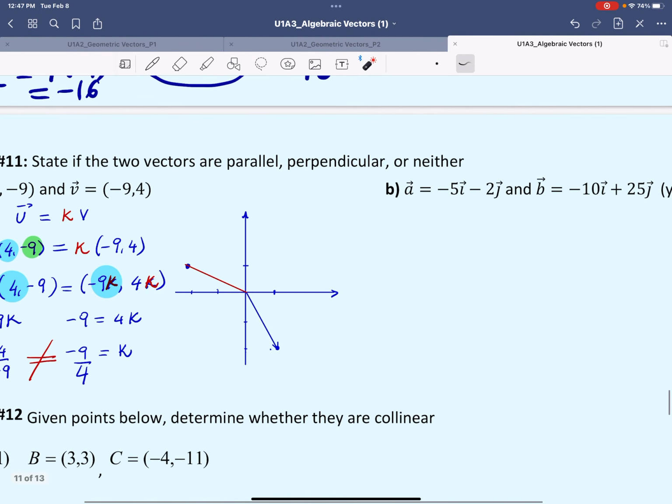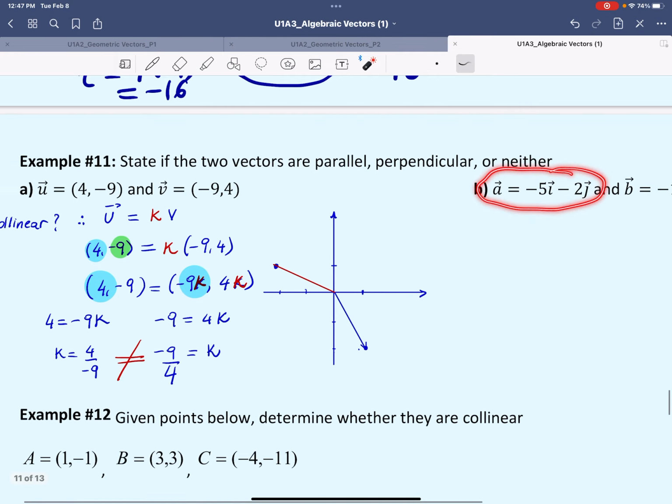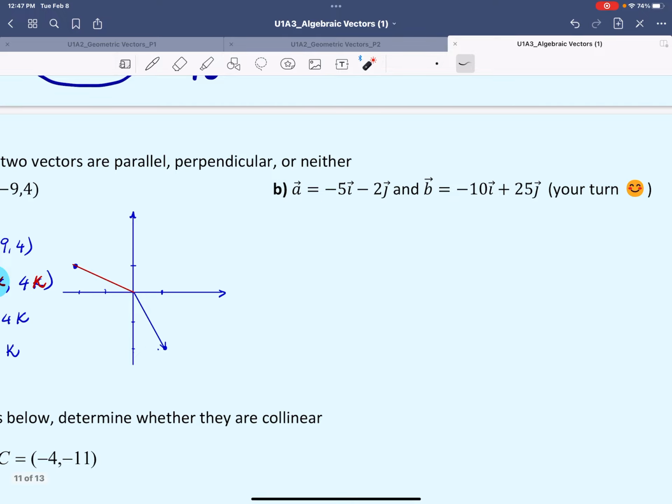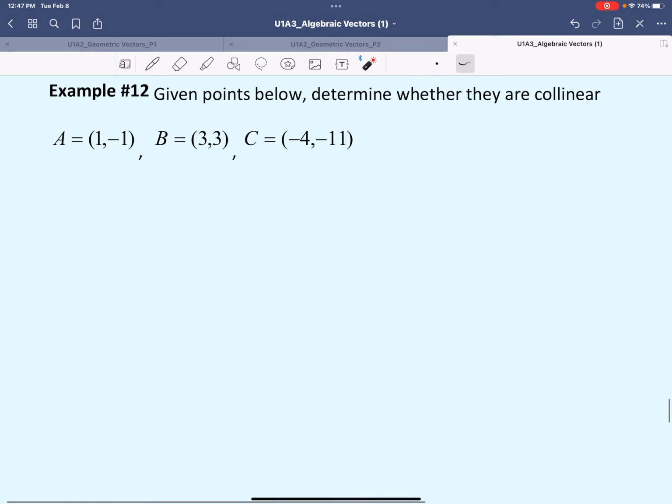In the same way, you can practice the next question, but in this case, the vectors are not given in component form, but they're given in standard form. Okay, so you can try this on your own, and now we're going to take a look at the next example, example number 12. We're given 3 points, and we're asked to determine whether they are collinear.